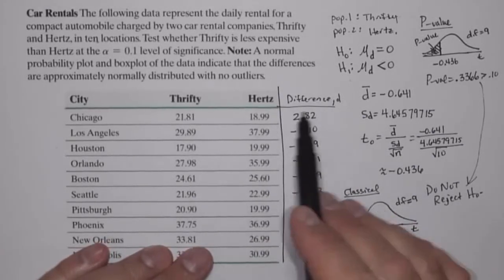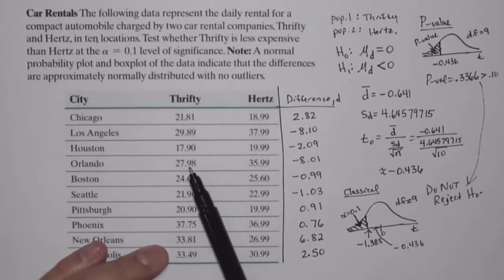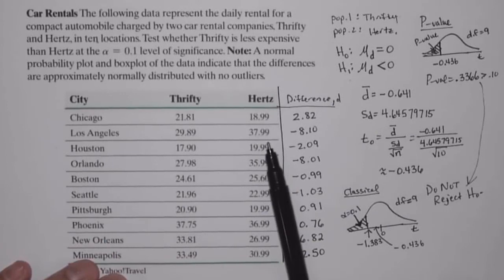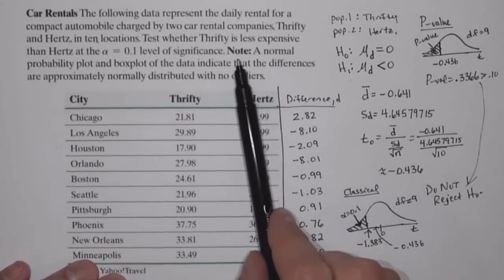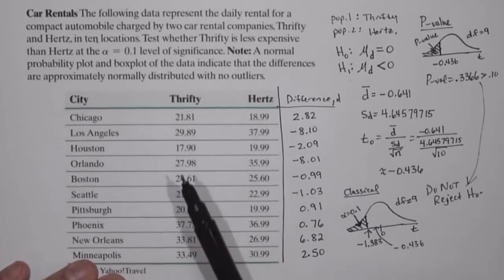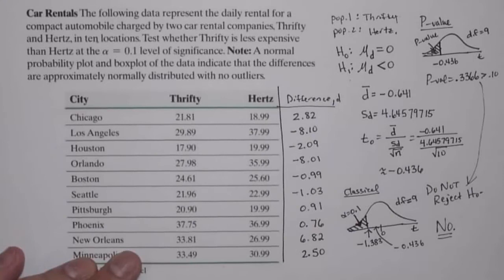So based on this data, there is not a difference in the price between Thrifty and Hertz. In other words, Thrifty is not cheaper than Hertz. To answer the question, again the question was, is Thrifty less expensive than Hertz? And the answer to that is no. Thrifty is not less expensive. There is not a significant difference in our statistics to say that Thrifty is cheaper.